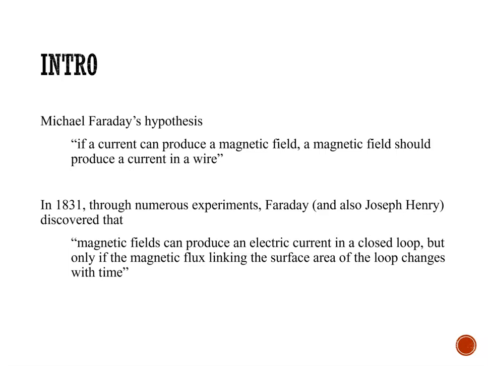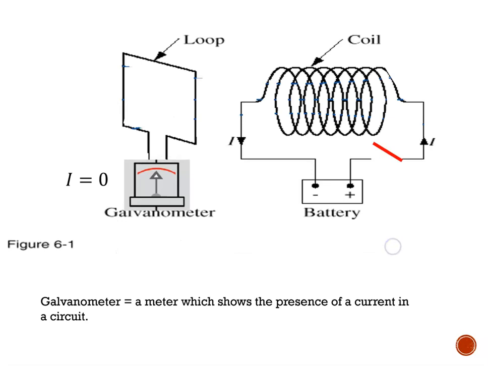So Michael Faraday's hypothesis says that if a current can produce a magnetic field, a magnetic field should produce a current in a wire. Magnetic fields can produce an electric current in a closed loop, but only if the magnetic flux linking the surface area of the loop changes with time. So here we have a galvanometer. A galvanometer is a meter which shows the presence of a current in a circuit.